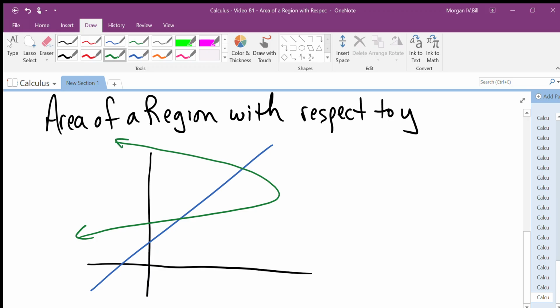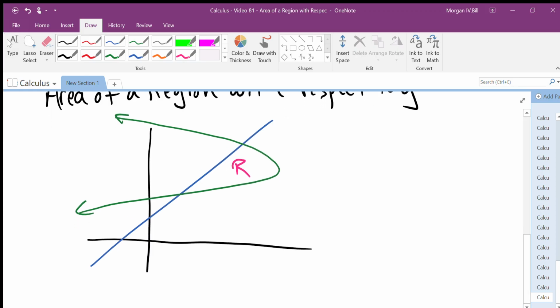Now you have a region here. And the reason why we integrate with respect to y here, finding the area of the region with respect to y, is because if you try to do top function minus bottom function in x bounds, you get something kind of weird. So think about top minus bottom, and then we'll go with respect to y.